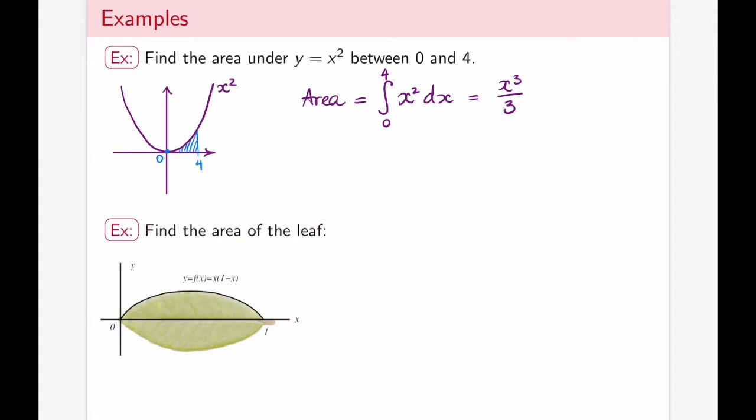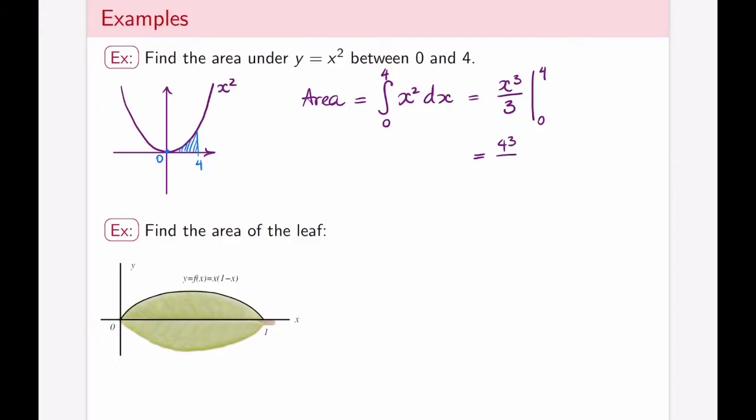Now, what part 2 of the fundamental theorem of calculus says is that I have to compute that between 0 and 4. And this is where our vertical bar notation is going to come in particularly handy. What the vertical bar says is that I have to plug in the top number minus plug in the bottom number. So what do we have?